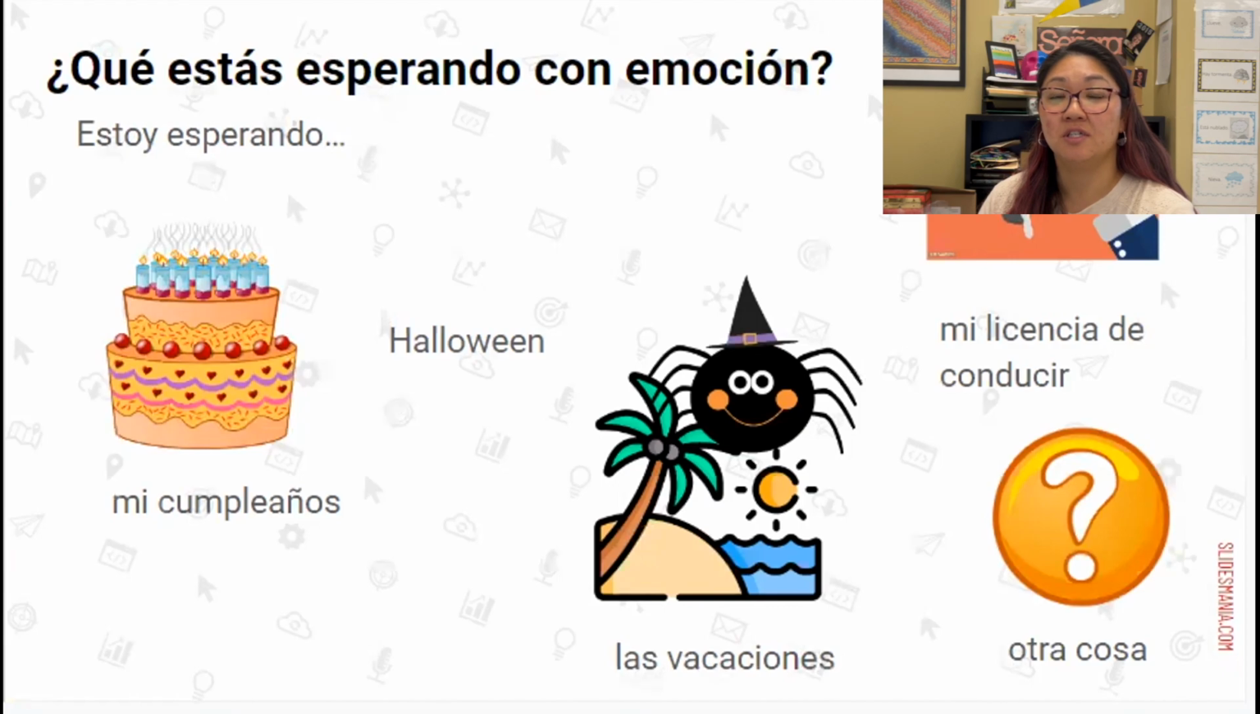They did several discussions with their classmates, including turn and talk, find someone across the room, and preparing for a share out with the class. Most of them said, Estoy esperando mi cumpleaños or las vacaciones. Same for me.